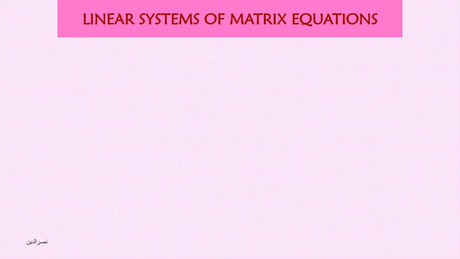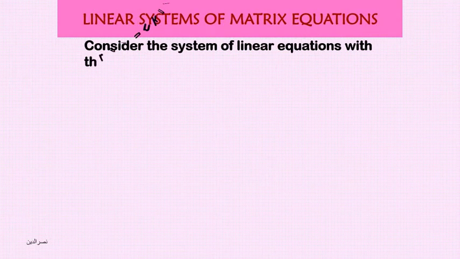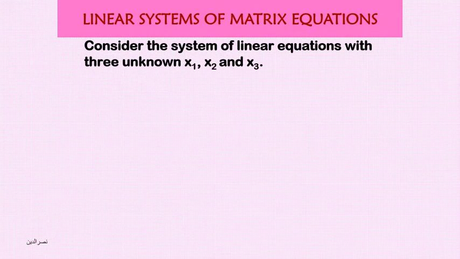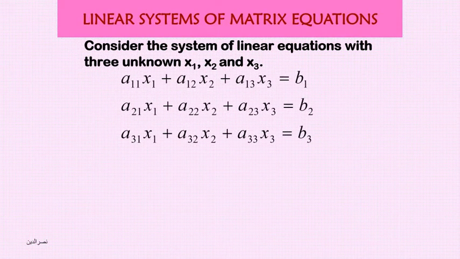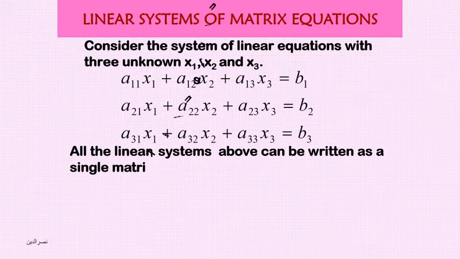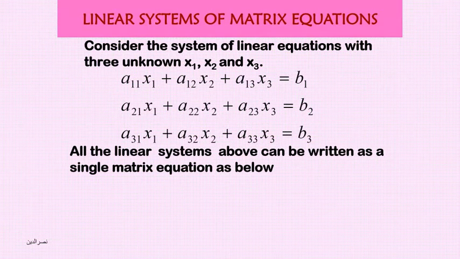Linear system of matrix equations. Consider the system of linear equations with three unknowns x1, x2, and x3, or maybe we use x, y, and z. This is the system of linear equations. All the linear system above can be written as a single matrix equation as below.